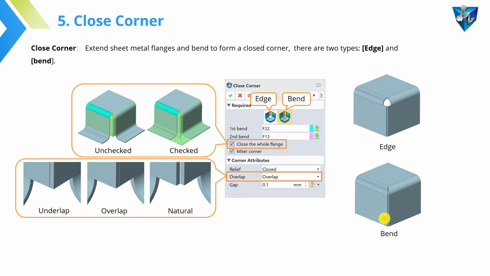And for the corner attribute, it can be three types: underlap, overlap, and neutral, which you can see the difference clearly in the figure. And also you can decide whether to close the full flange or just close the selected flanges. Okay. Now let's move over to ZW3D to check more details.